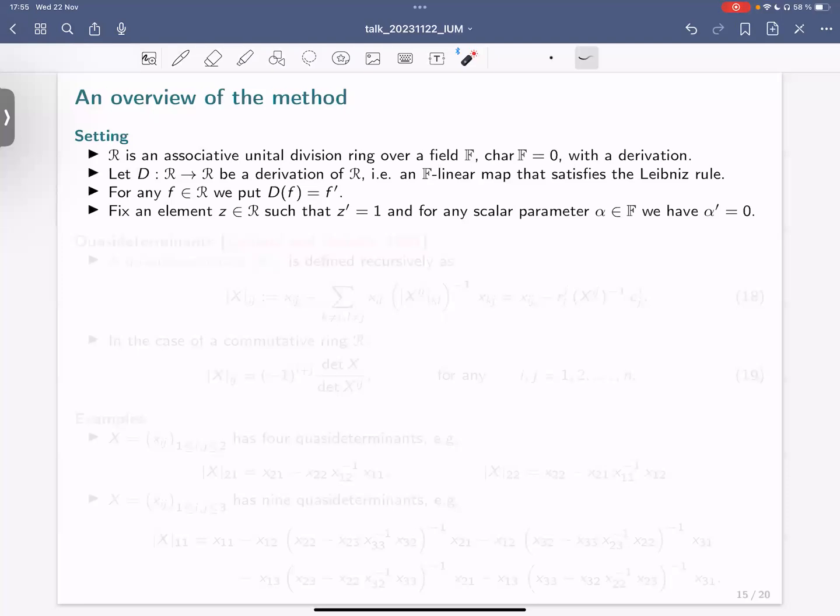Then we will also denote D of F by F prime, and we will fix a special element Z from our ring R, such that Z prime is equal to 1, in order to write the so-called fully non-commutative analog of the Painlevé equation. And for any scalar parameter A, we have A prime equal to 0.